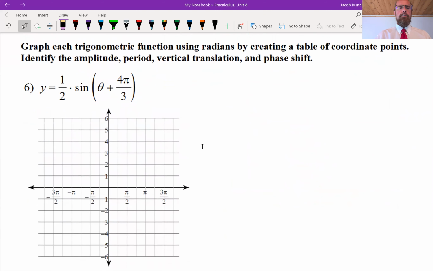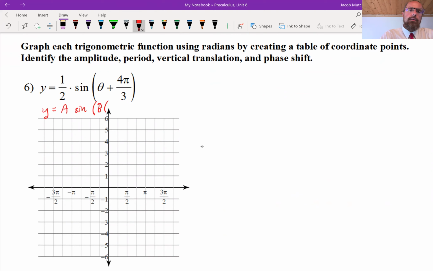So here we've got the function y equals 1/2 times sine of theta plus 4 pi over 3. Let's do our initial analysis. So I'm just going to overlay that template again. So y equals a, this one's the sine function, times b, theta minus c, plus d. So the parts that I've got here, I do have a change in my amplitude.